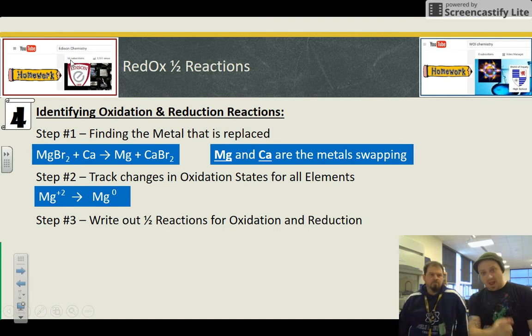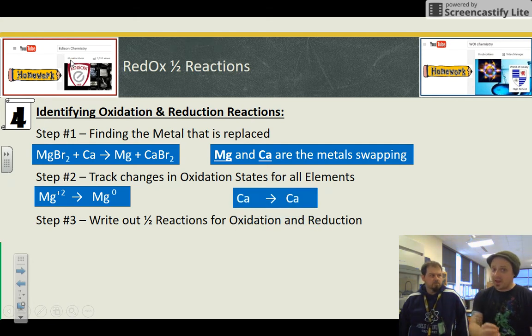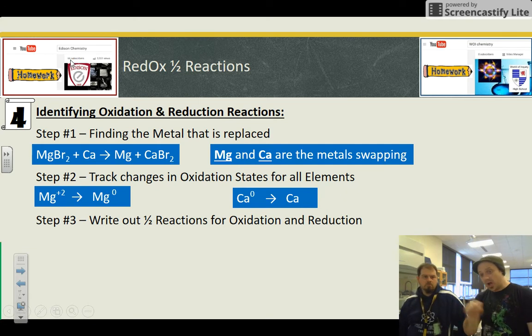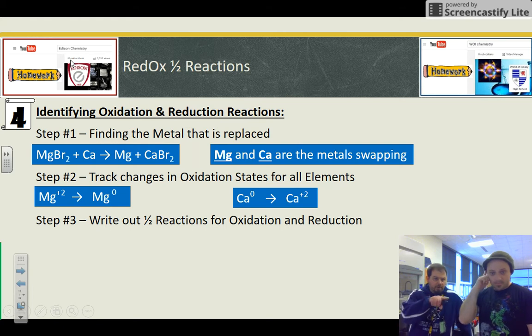And then the other thing happened too. Calcium was a pure element by itself, oxidation state 0, and it has become a calcium +2 when it's in the compound. So in this case, the pure element became a cation by losing electrons. Now, when we do these half reactions, we track and throw the electrons in the right spot, and we're good.